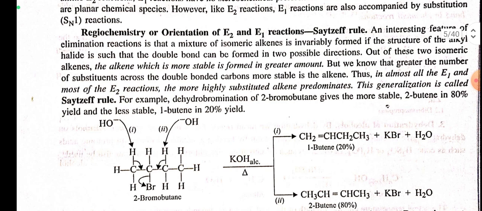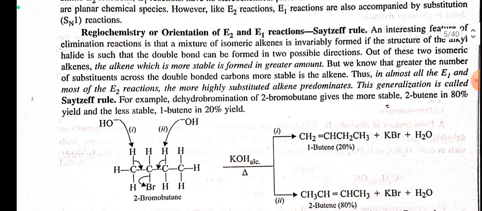Out of these two isomeric alkenes, the alkene which is more stable is formed in greater amount. But we know that the greater the number of substituents on the double bonded carbons, the more stable is the alkene. Thus, in almost all E1 and most E2 reactions, the more highly substituted alkene predominates. This generalization is called Saytzeff rule.